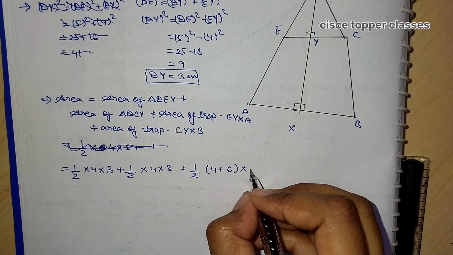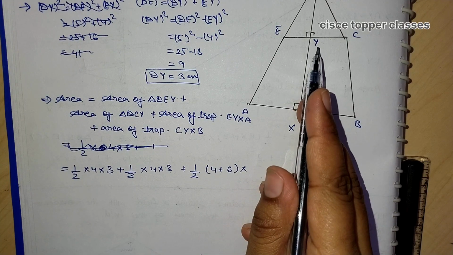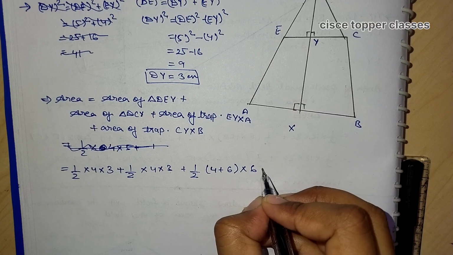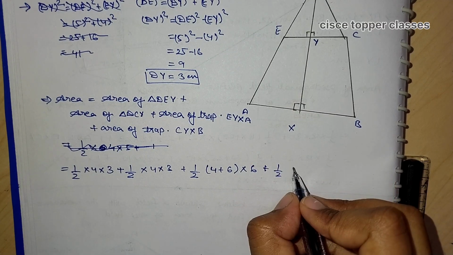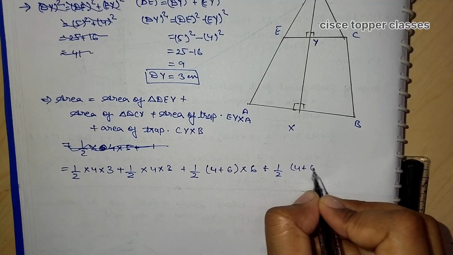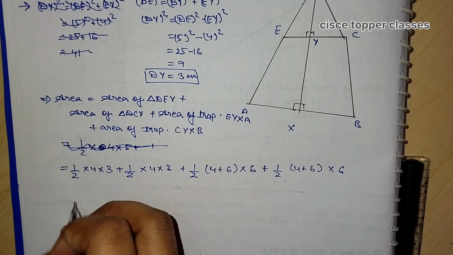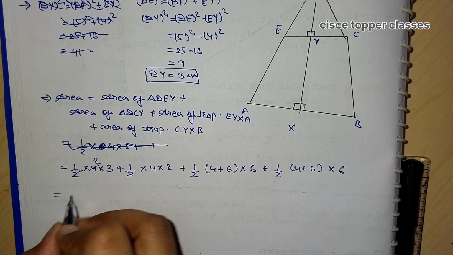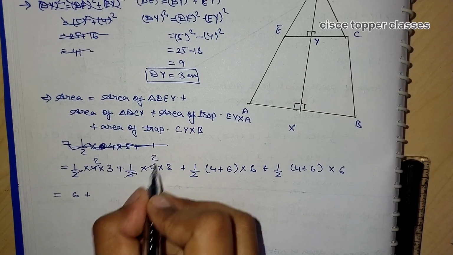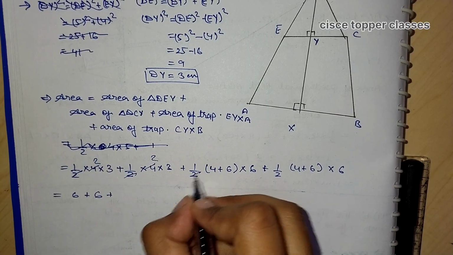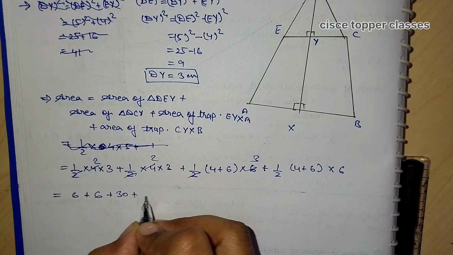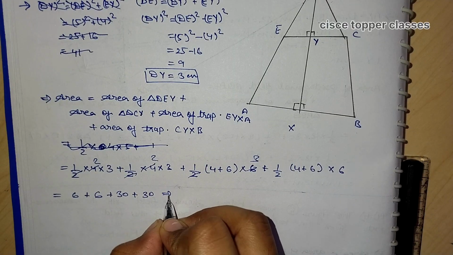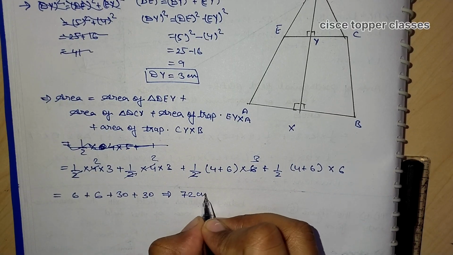So yx is given as, if we subtract from 9, 3, it will be 6 plus 1 by 2, 4 plus 6, 4 plus 6 into 6. So it will be 2, 6 plus 6, plus here again this will be cancelled out, and here 10 into 3, 30 plus 30. So if we add this part, it will be 72 centimeters square.